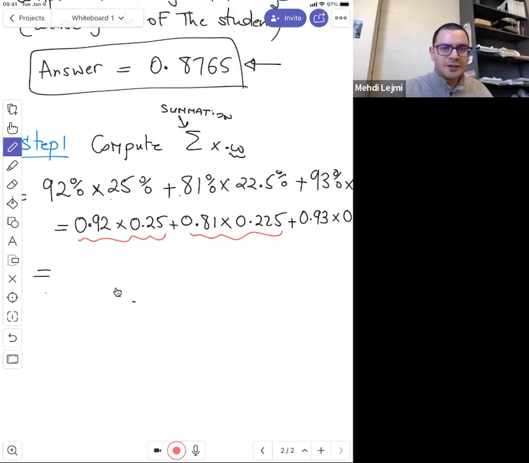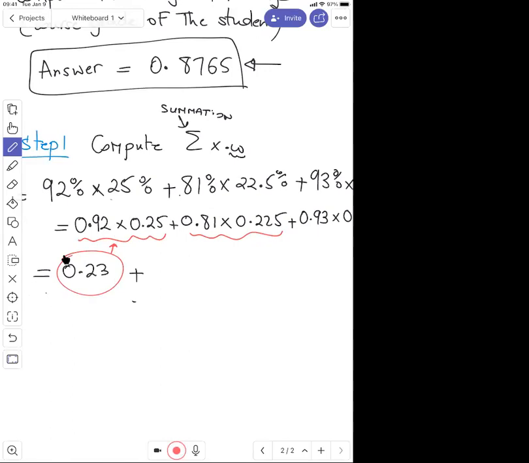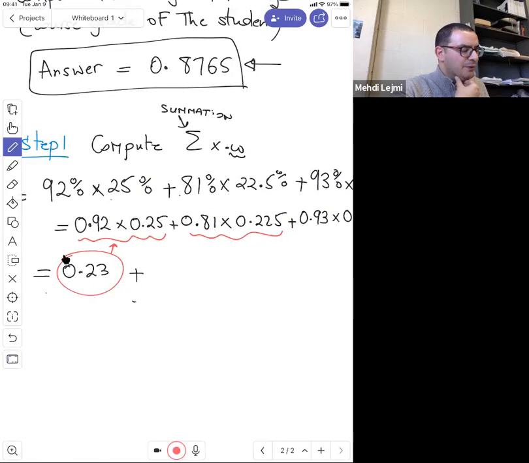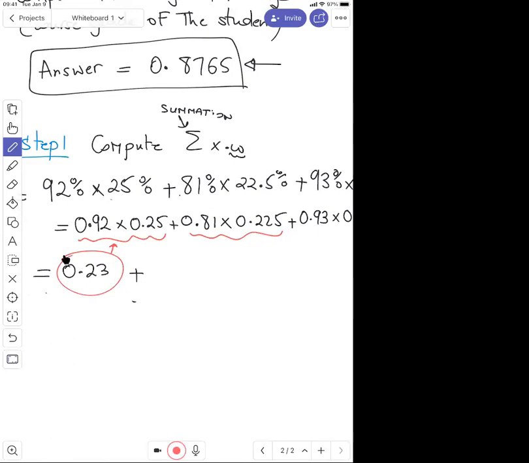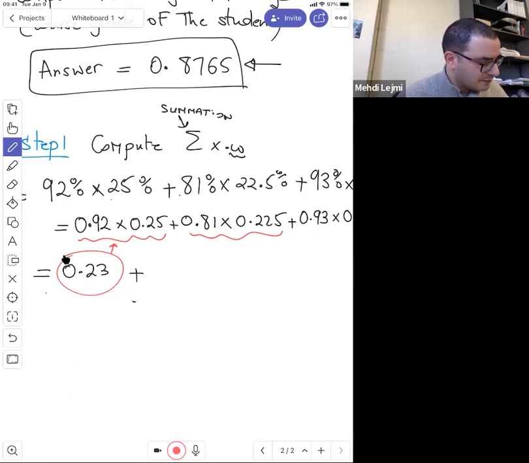So 0.92, for example, times 0.25, that will be equal to, if I'm correct, 0.23. Okay, so I got this 0.23 from the multiplication of 0.92 by 0.25. All right. Now, next, you have 0.81. Well, hold on, you got 0.23 by how? Yeah, that's 0.92 by the 0.25. You said divided or times? No, times. Multiplication, right? This is times, yeah.